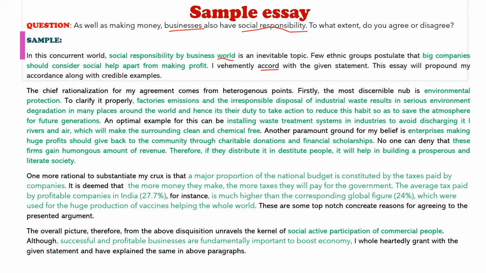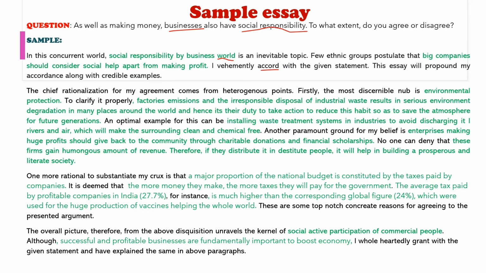So another thing is that because they are earning too much profit, it is their social responsibility. They should self-evaluate and give some amount from their profit to charitable trusts or scholarship programs, something like that, to help benefit the people also. No one can deny that these firms gain a humongous amount of revenue.